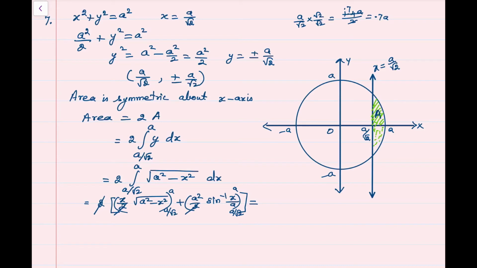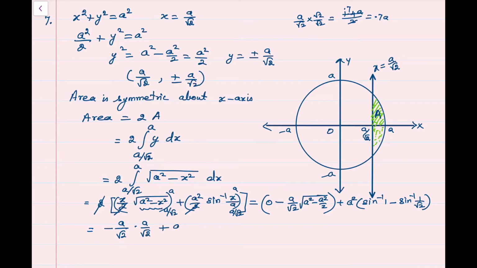2 can be cancelled. Upper limit will be 0. Lower limit is a divided by root 2 times root of a square minus a square by 2, plus a square times sine inverse of 1, which is pi by 2, minus sine inverse of 1 by root 2. It becomes minus a divided by root 2 times, this is a square by 2, which will become a by root 2, plus a square times pi by 2 minus pi by 4.